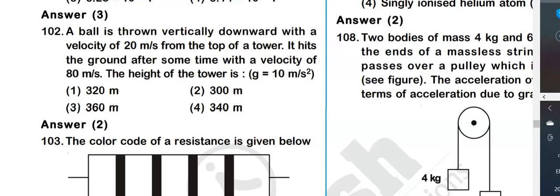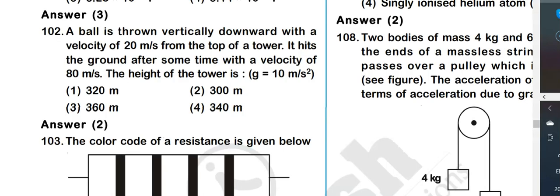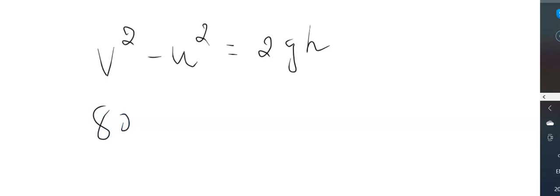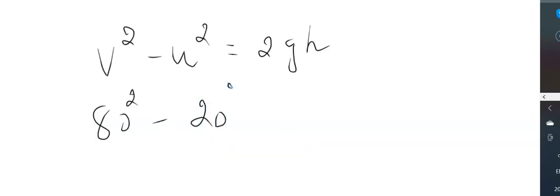A ball is thrown vertically downwards with a velocity of 20 meters per second from the top of a tower. It hits the ground after some time with a velocity of 80 meters per second. Height of the tower is what? It's a very simple question based on kinematics. You know, v squared minus u squared is equal to 2gs. In the place of s, let me put h. What is v? V is 80, so 80 squared. And what is u? U is 20, so minus 20 squared is equal to 2 into, let us take g as 10, into h.